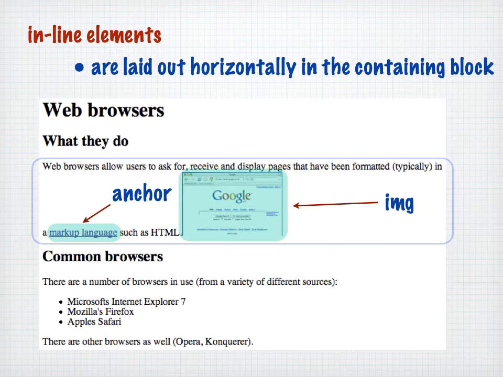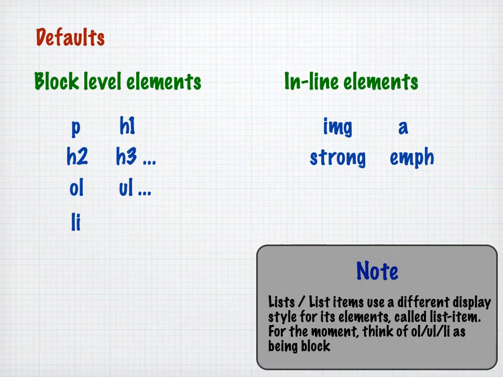And we can go through the actual HTML elements, and they fall into these two categories. Some of them are block level elements and some of them are inline elements. Now I'm fudging it a bit here because lists and list items are a little bit more complicated, but I just want to talk about the general idea here, which is that some elements are naturally laid down the page and some elements are naturally laid across the page depending upon the containing block.